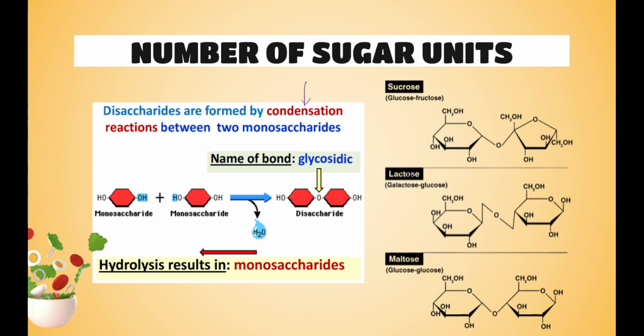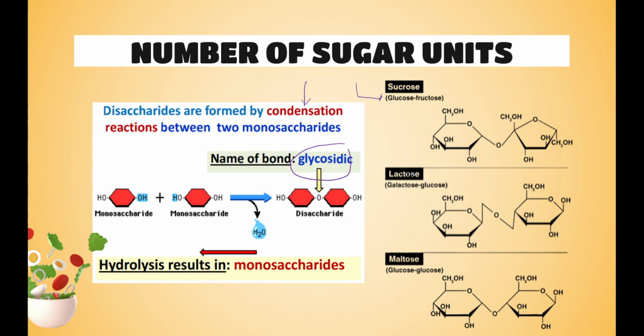And the linking of these two monosaccharides, the bond that is present there, is what we call your glycosidic bond. So as you can see here, our three main disaccharides are your sucrose, your lactose, and your maltose. Here it is written what the basic unit or monosaccharide composition of these disaccharides is. So for your sucrose, we have a combination of your glucose and fructose.